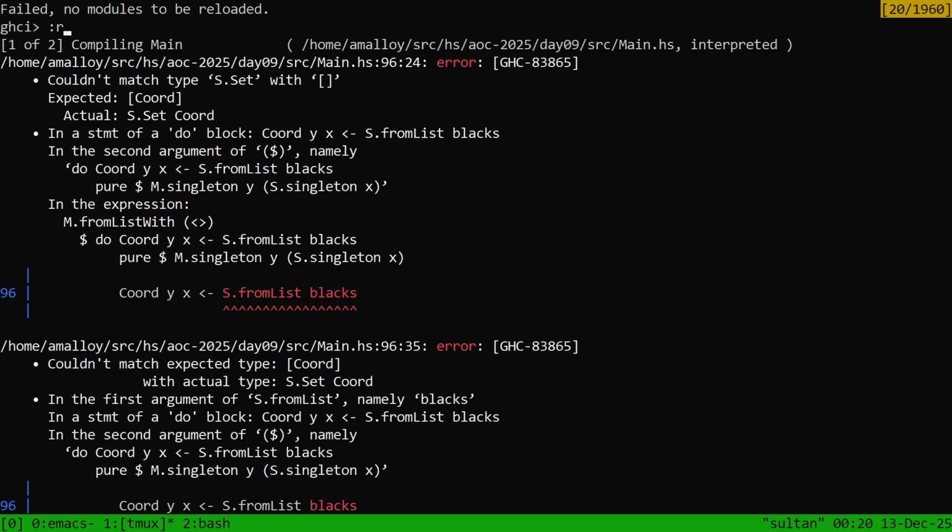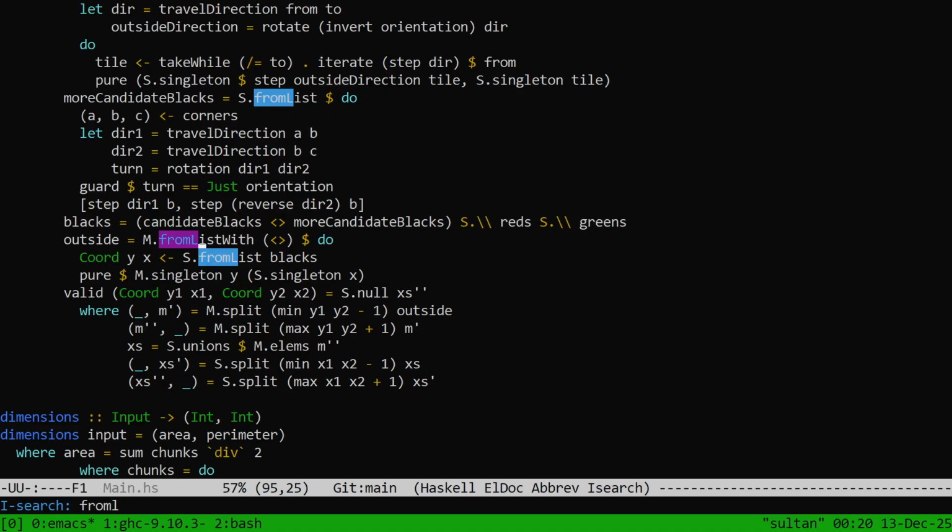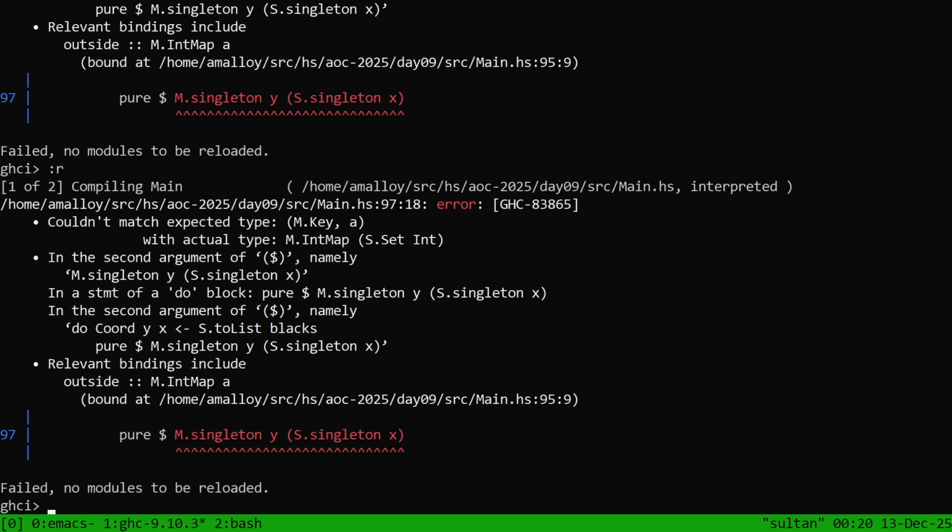Blacks is already a list. Why did I need to from list it? Oh, I meant the opposite. I meant to list. Does set define to list? It probably does. Yeah, okay.